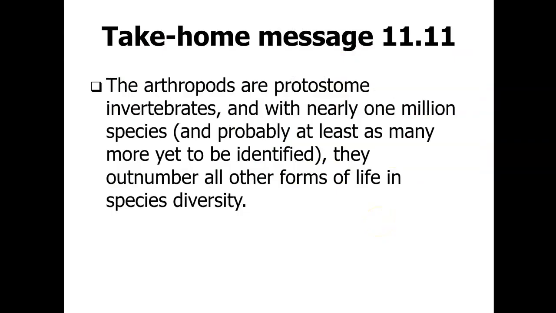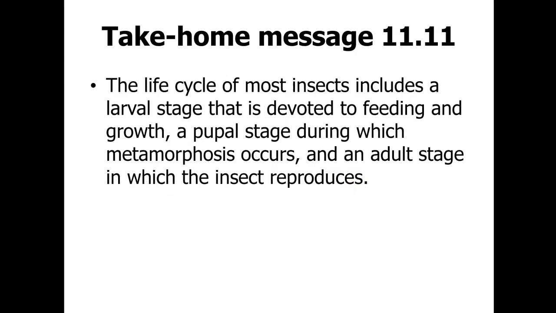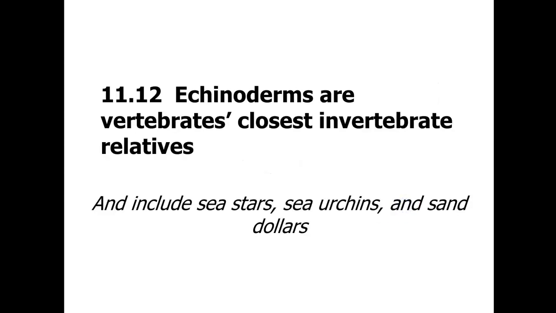So the arthropods are protostome invertebrates with nearly 1 million species and probably at least many more yet to identify. The ability to fly and the development process of metamorphosis as a means of overcoming constraints of having a rugged exoskeleton have contributed to the enormous ecological diversity of insects. The life cycle of most insects includes a larval stage that is devoted to feeding and growth, and a pupal stage during which metamorphosis occurs. As an adult, the insect can then reproduce.